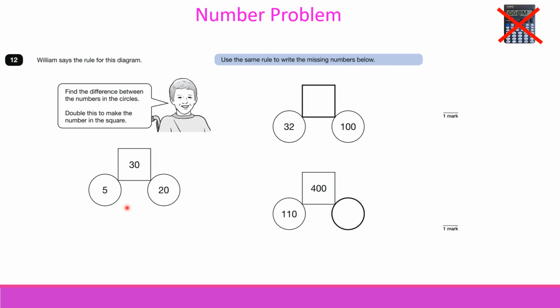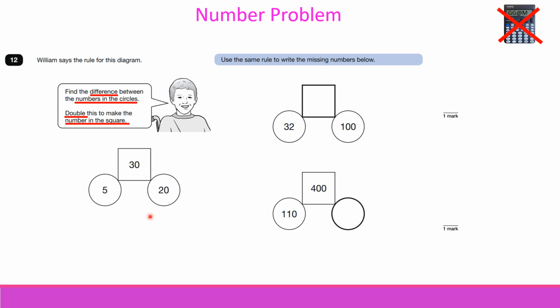Now he says if you find the difference between the 2 numbers in the circle, okay, so these 2 numbers in the circle, you've got to find the difference between them. So that means subtract. So for example, in this case here, 20 take away 5 is 15. Then he says, if I double this number here, I get the number in the square. So we've just said 20 take away 5 is 15. Double 15 is 30, and that's the number that's gone in the square.